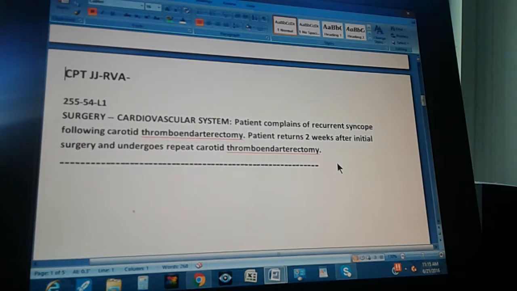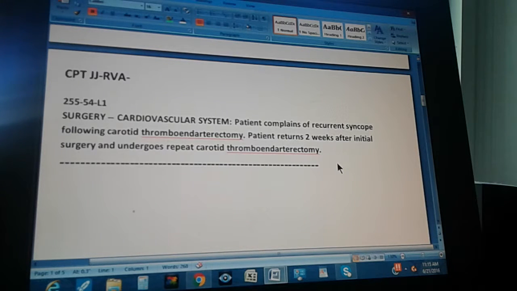It's the surgery part of the CPT code, and it's the cardiovascular system, the heart and the arteries and the veins. The patient complains of recurrent syncope following carotid thromboendarterectomy. Then the patient returns 2 weeks after initial surgery, this is important, and undergoes a repeat carotid thromboendarterectomy. So that's the procedure.